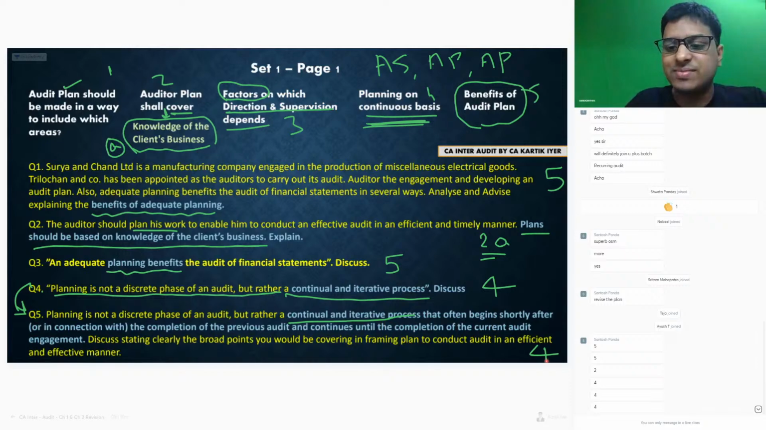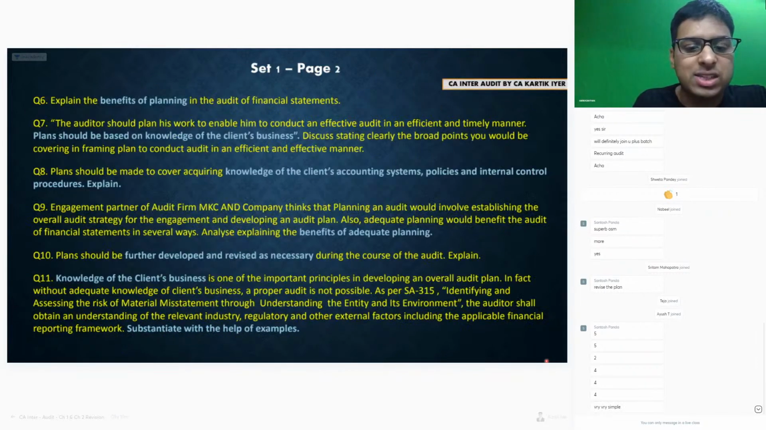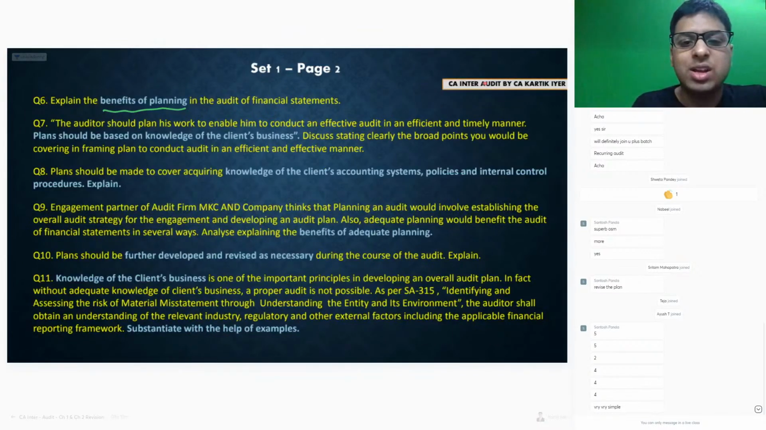Clear? Okay. Let's go to the next page and see what they have asked. See this, benefits of planning again. So you come to know that benefits of planning is a very, very important answer. See how many times it has come. So again, this will be what? 5. Perfect, 5.